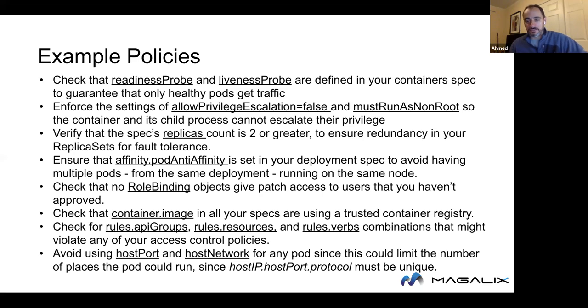Pod anti-affinity is another thing: making sure the multiple replicas of your workload are not deployed to the same node. Otherwise, if that node goes down, your whole service goes down, even though you have two replicas, because they both ended up on the same node. That's not good. There's also role binding, and container image checking, making sure you're only getting your images from trusted repositories, and so on and so forth. These are just very simple, basic examples, but I'm sure you can come up with more that make sense for your own organization.